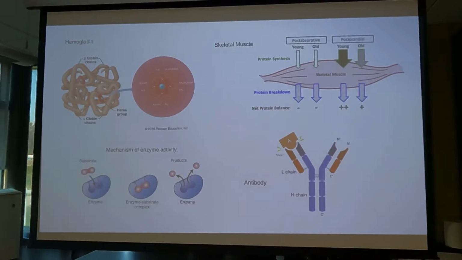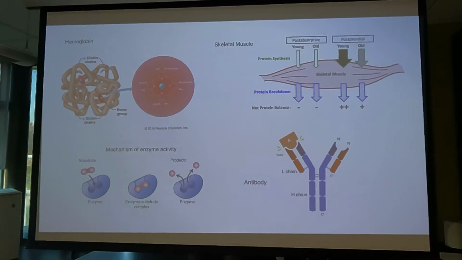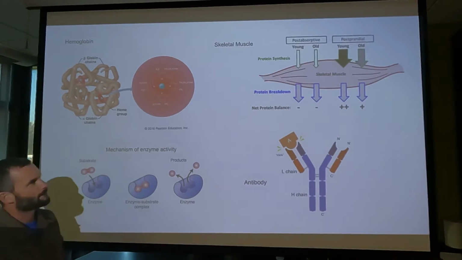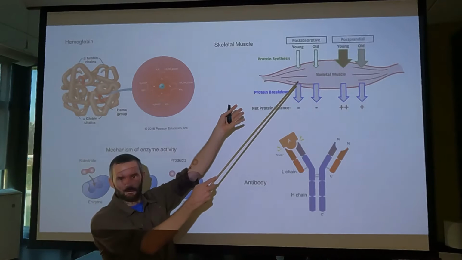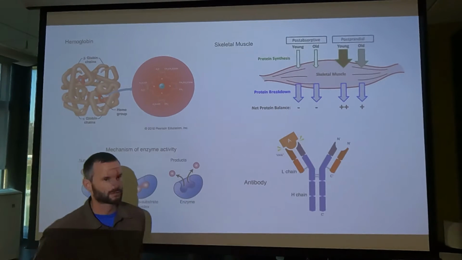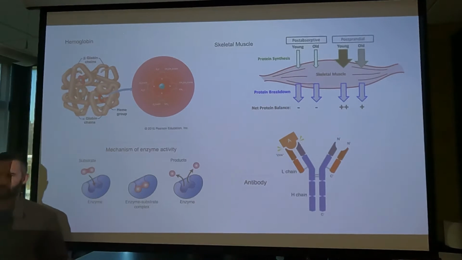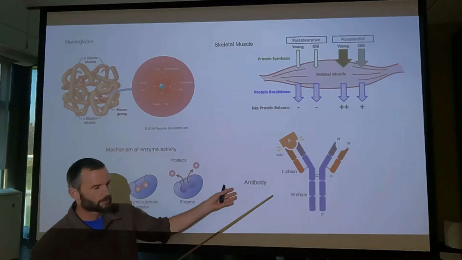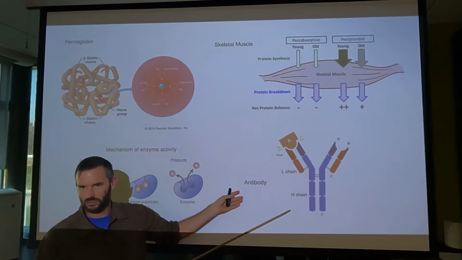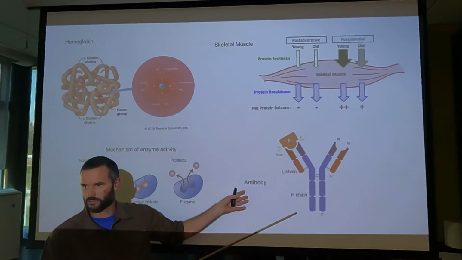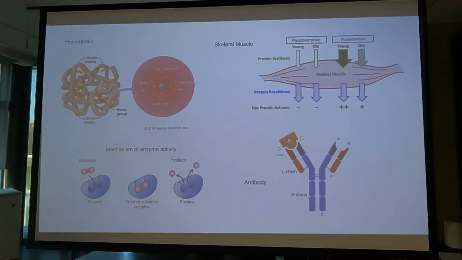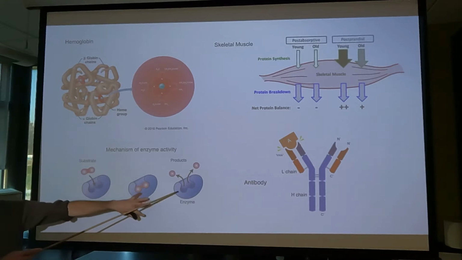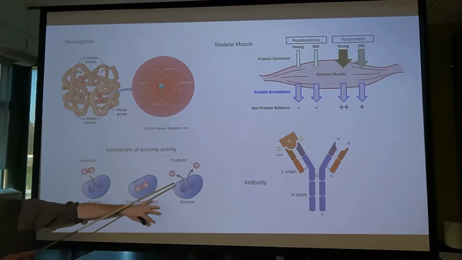What are some examples of proteins that we find in the body? Skeletal muscle is made up of proteins. So therefore, carbon, hydrogen, oxygen, and nitrogen make up skeletal muscles. Antibodies are proteins. So they're made up of those same atoms, those same elements. Enzymes are proteins as well.